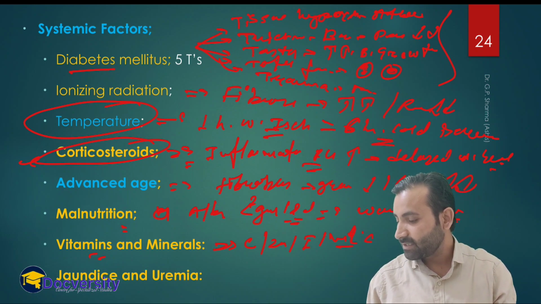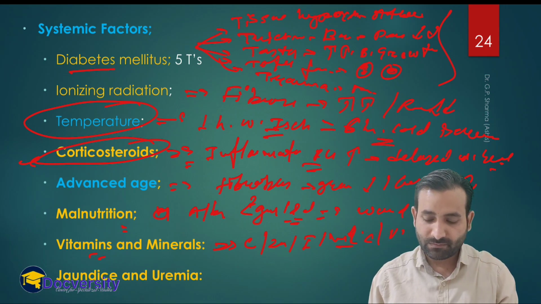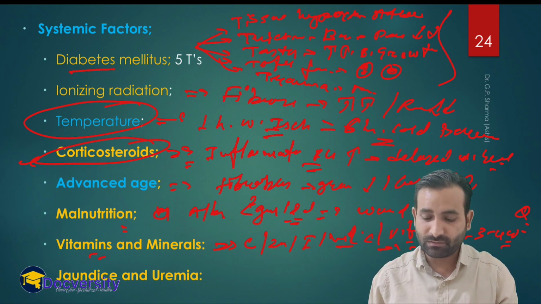Vitamin A deficiency occurs after 3 to 4 weeks of injury, right? This is a question in the exam. Vitamin A deficiency occurs after 3 to 4 weeks. Similarly, you will have vitamin C, right? So vitamin C also the same. Vitamin C deficiency also occurs at 3 to 4 weeks. This is also a question in the exam.